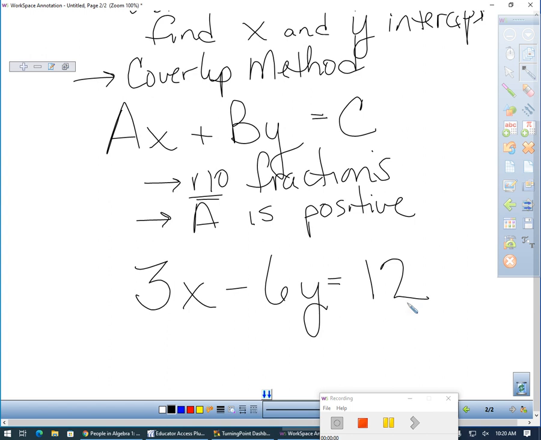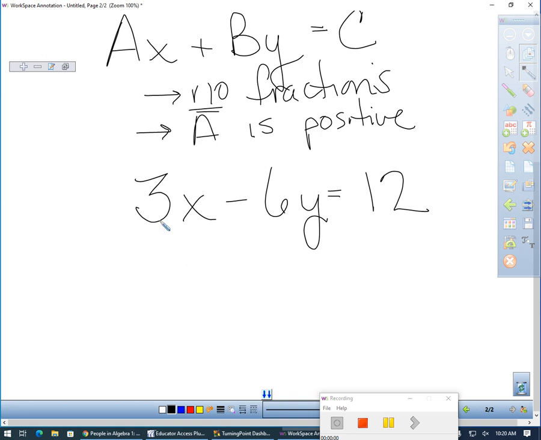Okay? To find my intercepts, if I want to find the x-intercept, that is where our line crosses the x-axis, right? Which means that I'm actually putting 0 in for y. Because if it crosses the x-axis, there's a 0 in where y is. So because I have 0 in for y, I can cover this term up because if I put 0 in, it'd drop out, right? So look what I have left. I have 3x equals 12. If I cover that up, I get 3x equals 12.